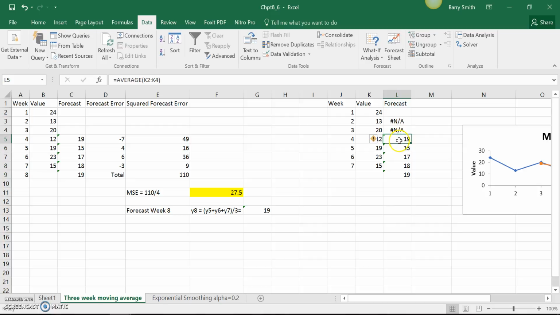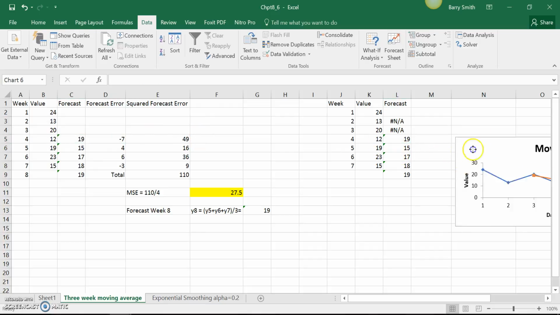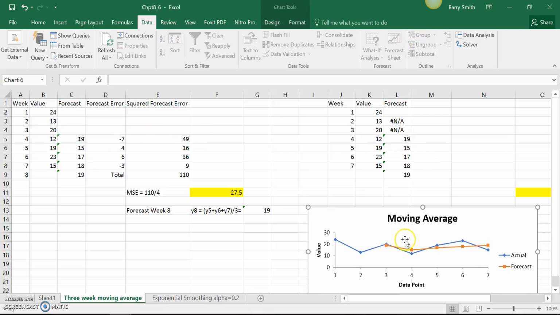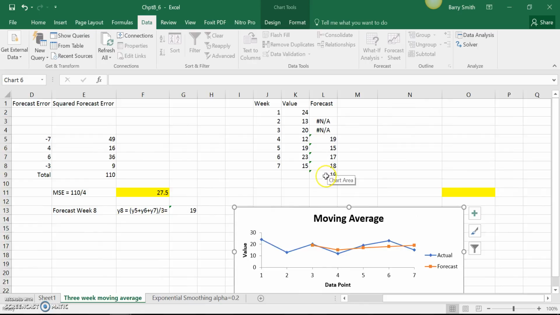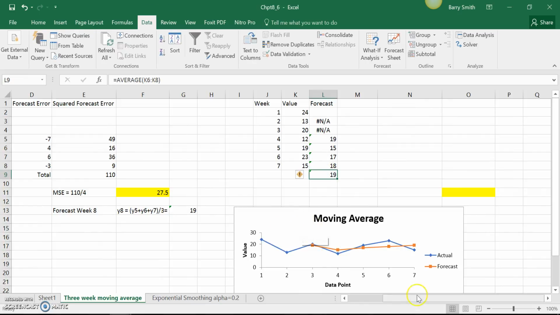And lo and behold, look at that. It's doing the same thing as I did over here. I just took the average of the first 3, and it's taking the average of the first 3. Now the cool thing about this is it gives us the graph. It shows us the actual data and then the forecast data based on what we have here. Another cool thing is it does give us that forecast value of 19.